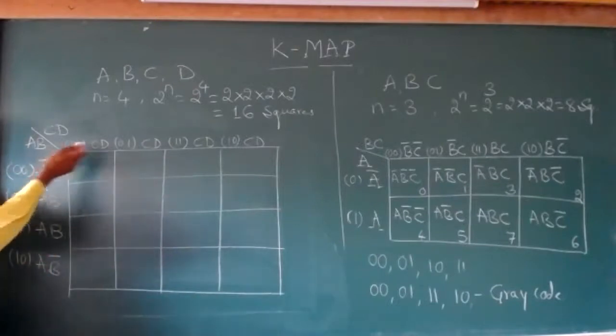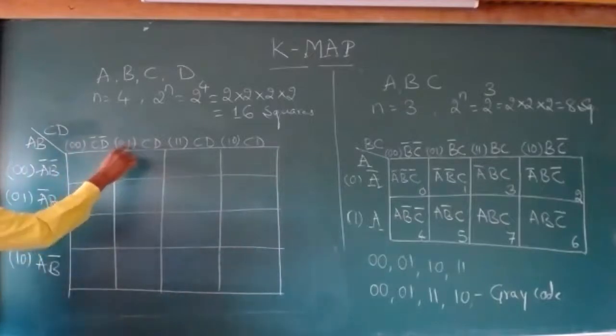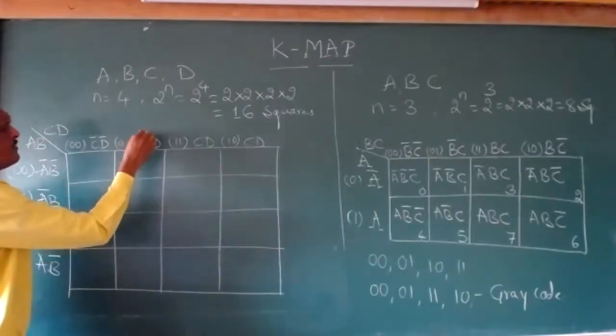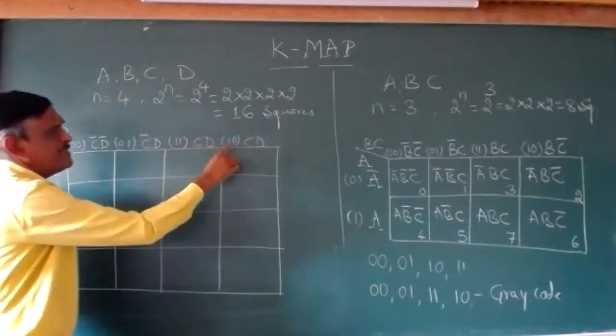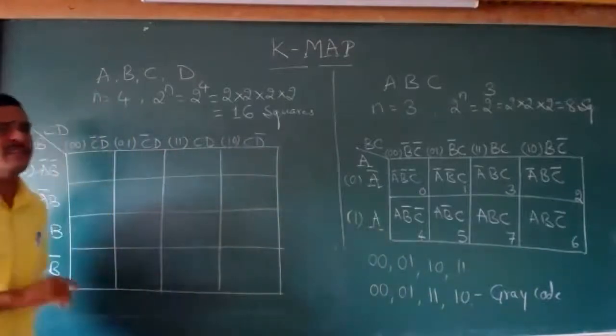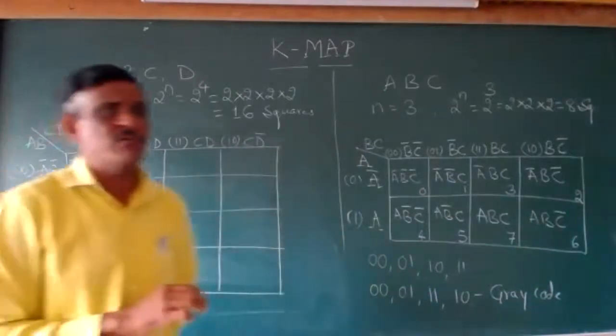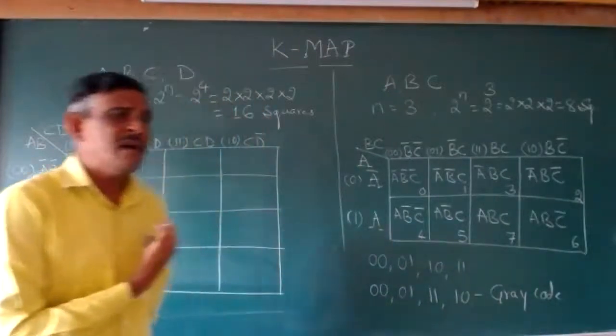Like this here also: 0, 0, both variables are complemented. 0, 1, the first variable is complemented. 1, 1, no need to complement. 1, 0, the second variable is complemented. So these are the 4 representations for rows and columns. We have completed that.